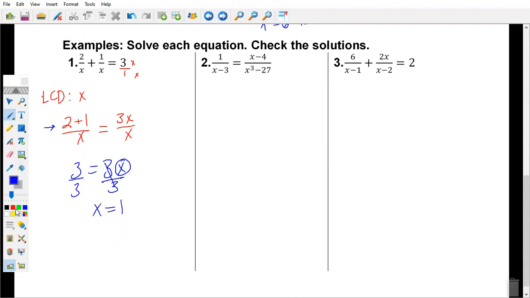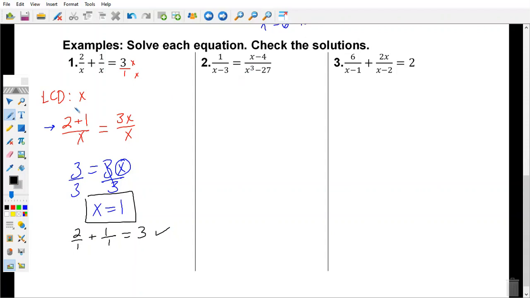Okay, I'm going to check to make sure this works out. So going back to the original, if I let x equals 1, I have 2 over 1 plus 1 over 1. Does it equal 3? And it does. So I know that x equals 1 is my answer. All right, this one's a little more complex.